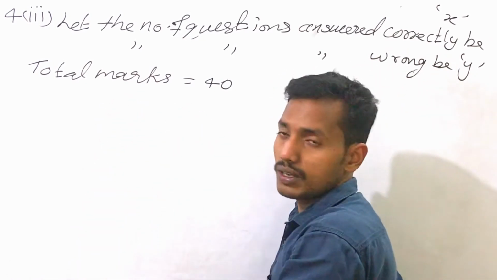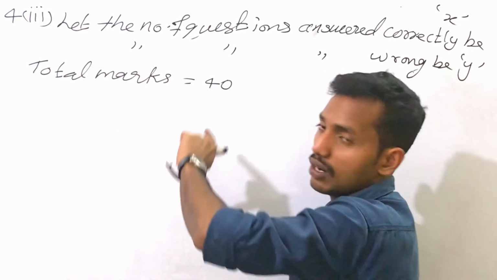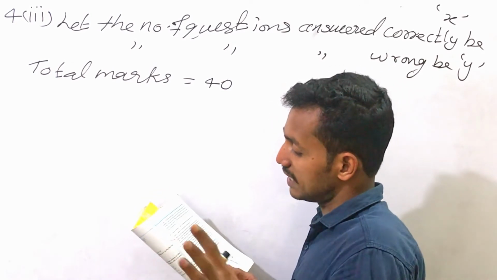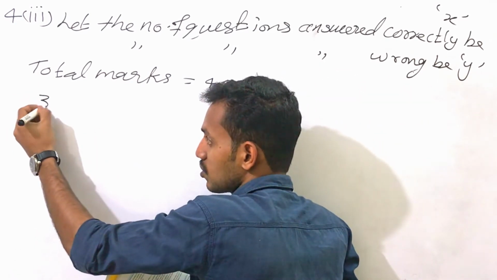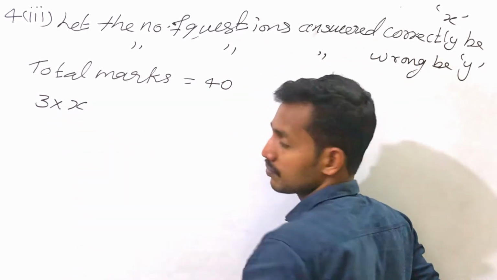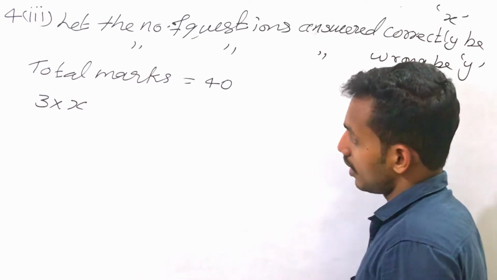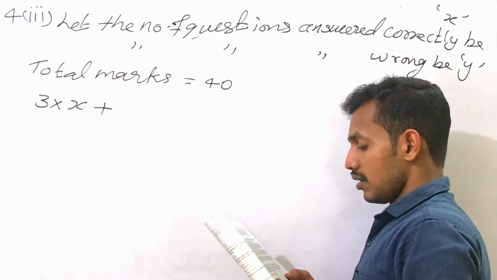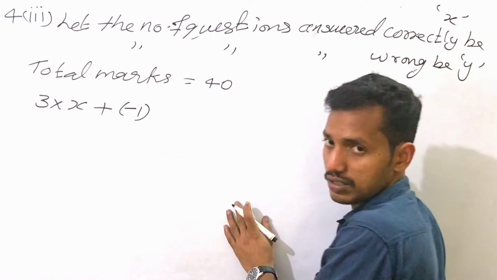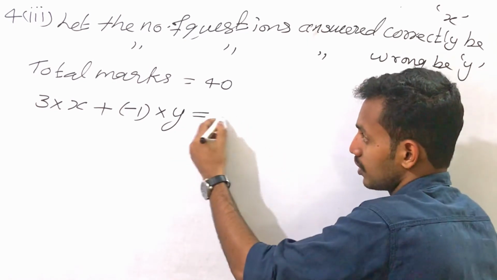What will be the total marks? How to calculate total marks? The number of questions answered into marks awarded for one question. So, according to the first condition, Yash scored 40 marks in a test, getting 3 marks for each right answer. So, 3 into number of questions answered correctly, that is X. So, this is the total marks awarded for that test. And plus, losing 1 mark for each wrong answer, that is minus 1, negative marking system, into number of incorrect answers, that is Y, which is equal to 40.